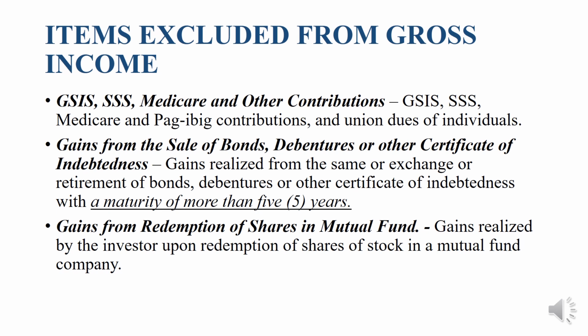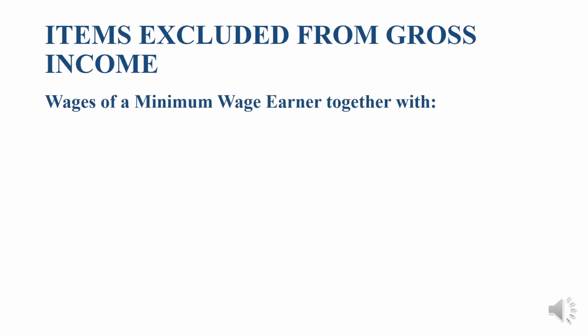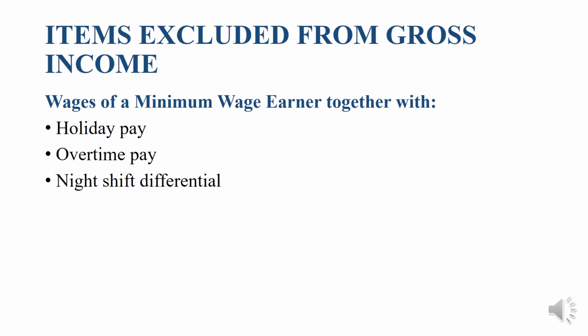Okay, we also have wages of a minimum wage earner together with holiday pay, overtime pay, night shift differential, and hazard pay. So all these items are exempted from the tax if the recipient of these items, the wages, the holiday pay, overtime, night shift, and hazard pay, is a minimum wage earner, so these items shall be excluded from the gross income because basically once you are a minimum wage earner, you are exempted from the tax. So there is no point of computing your income because you have no tax at all, right?